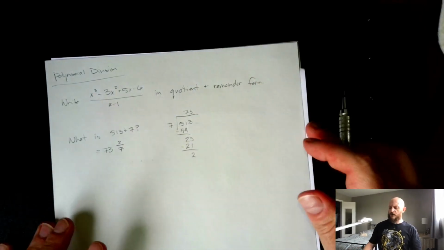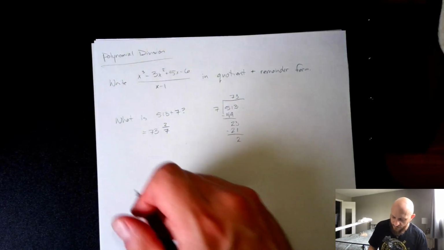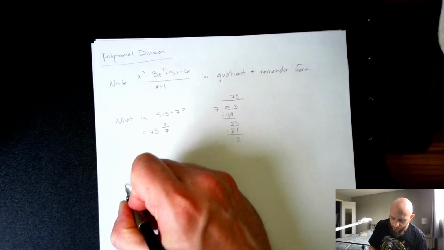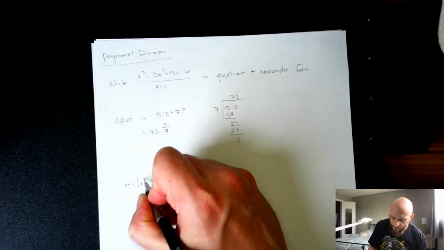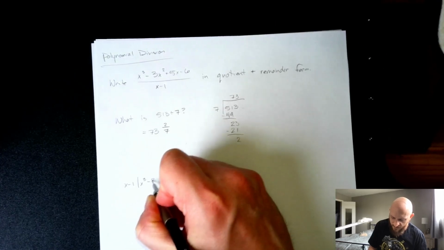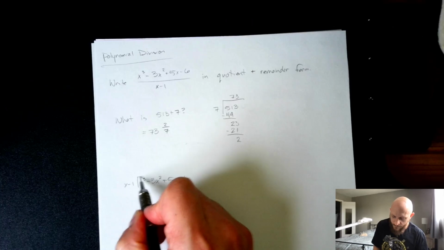All right, how does this work for polynomial division then? Let's take a look. It's very similar for the setup. The divisor goes on the outside, and then under the hood goes the dividend. x cubed minus 3x squared plus 5x minus 6. Like that.